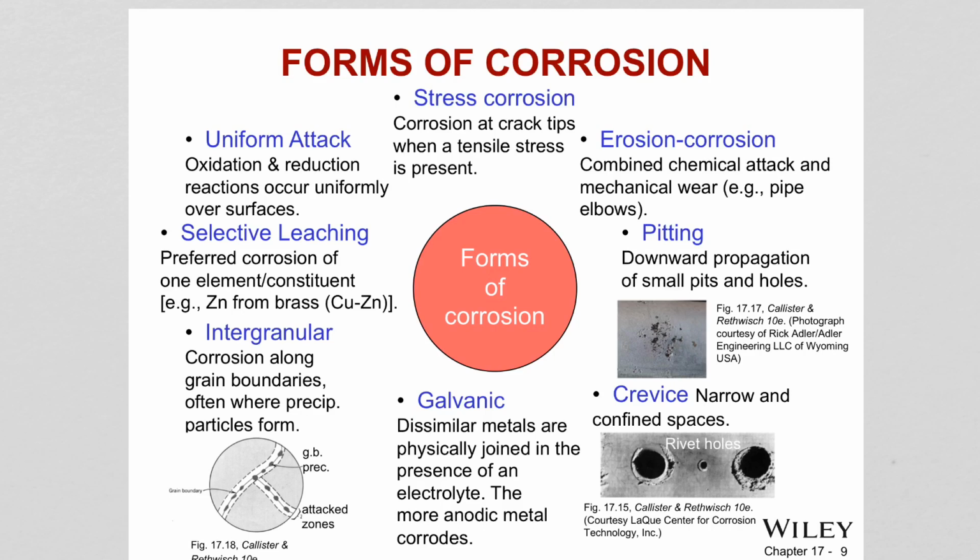Pitting corrosion is a very dangerous type of corrosion. It is a very localized corrosion attack in which small pits or holes form. They generally penetrate from the top of a surface downward in a vertical direction. It is very dangerous because it can go undetected and it can cause failure. You see the images here.